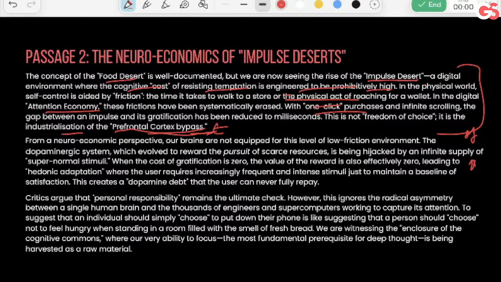So prefrontal cortex का bypass हो जाता है, वो अर्जेस एकदम से सामने आ जाती हैं कि आप इतने स्ट्रेस में हो कि आप गुस्सा आ गया और आपने किसी को मुक्का मार दिया, which you do not normally do. Okay, so those are ancient ways of dealing with things. Do you understand that? That is prefrontal cortex bypass. So nowadays, this impulse desert is kind of harnessing that. It is bypassing the prefrontal cortex.